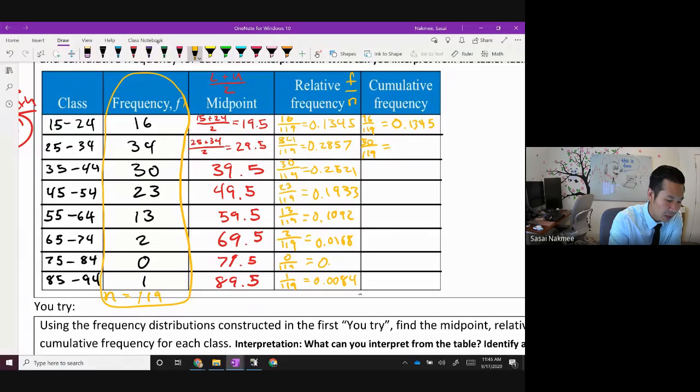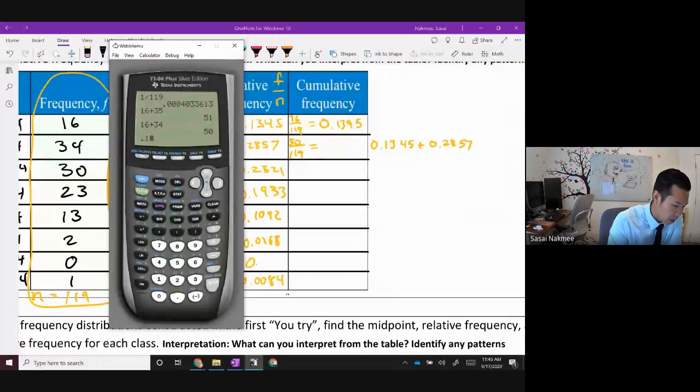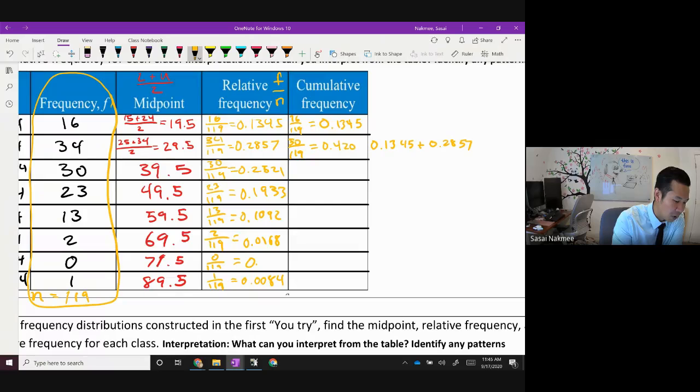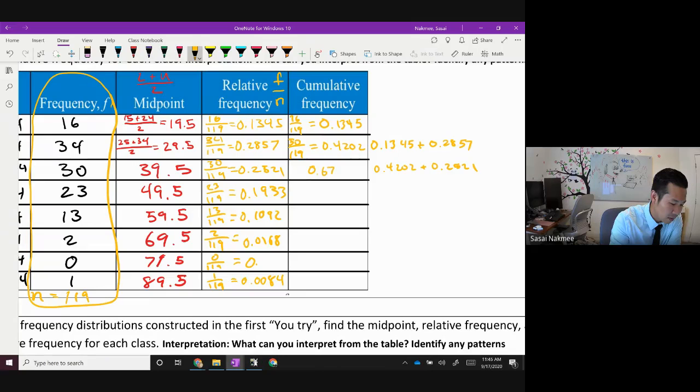And for this one, this would be 0.1345 plus 0.2857. So I would add those together. 0.1345 plus 0.2857 gives me 0.4202. And I just keep adding them along. So the next one would be 0.4202 plus 0.2521. Plug that into the calculator, and that's going to give me 0.6723. And you just keep going.